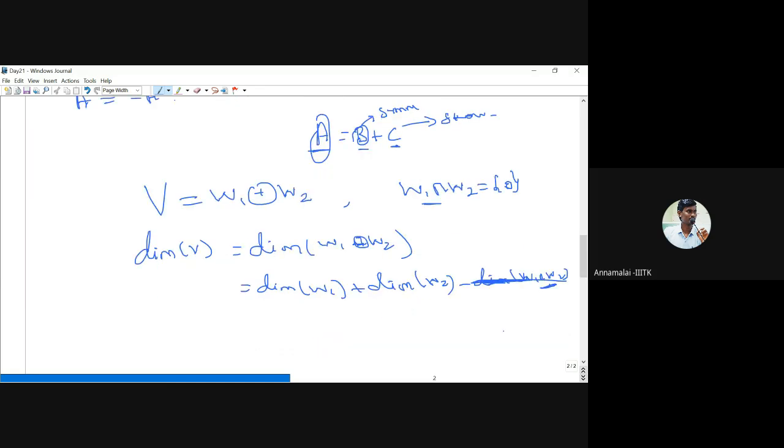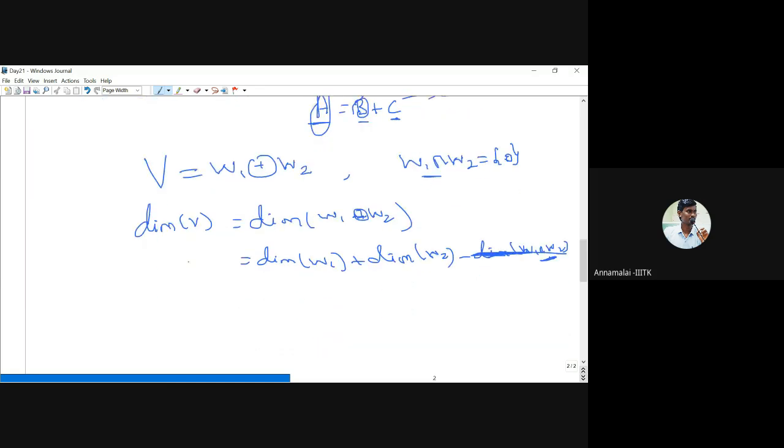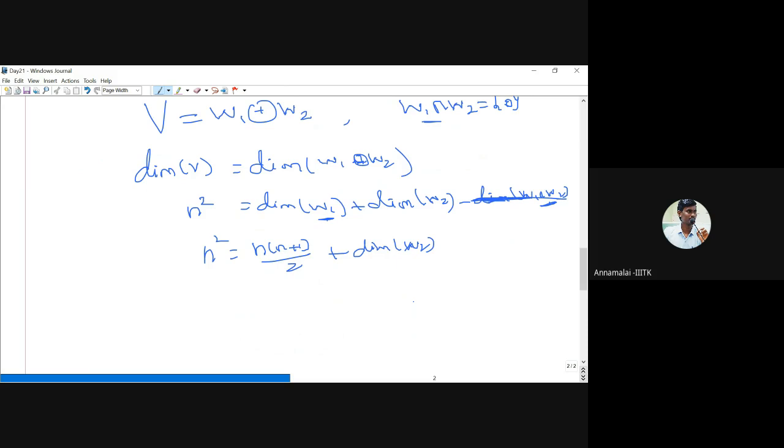Now the dimension of V, the set of all n by n matrices, is n square. Therefore n square equals, W1 is the set of all symmetric matrices, which we just found to be n into n plus 1 by 2, and we don't know the value of this one, so keep it as the dimension of W2. Now take this term to that side. Therefore dimension of W2 equals n square minus n into n plus 1 by 2.